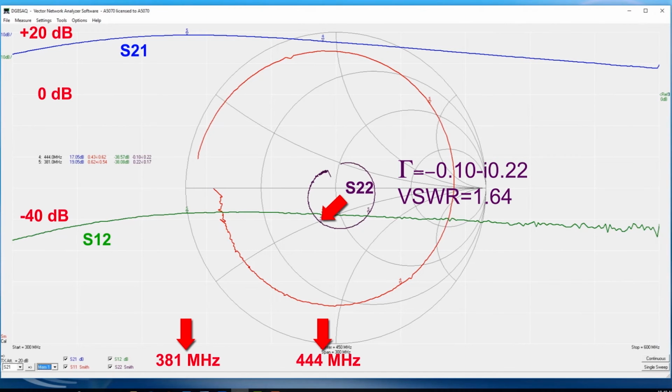At 444 megahertz, gamma is minus 0.10 minus j0.22 and is equivalent to a voltage standing wave ratio of 1.64. This represents an output impedance of a resistance of 37.4 ohms in series with a 20.5 picofarad capacitor.